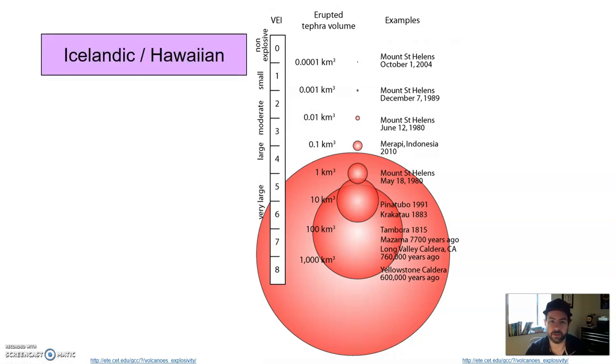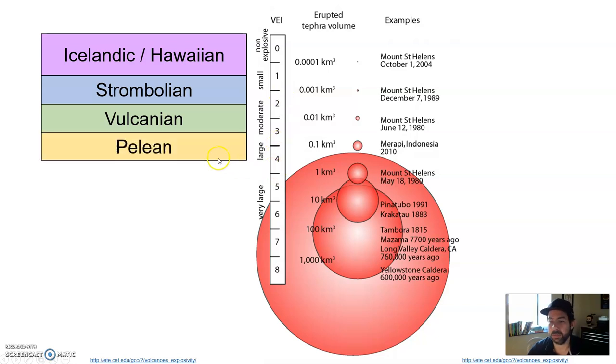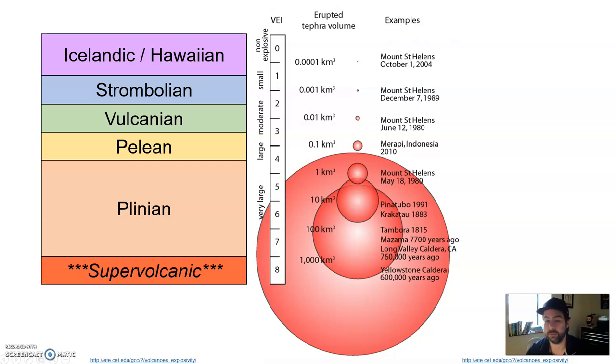So yeah, over here, Icelandic or Hawaiian eruptions would be 0 to 1. Strombolian eruptions 1 to 2. Vulcanian eruptions 2 to 3. Pelean eruptions 3 to 4. Plinian eruptions can range from 4 almost to 8, and then once you get into this realm, you're dealing with supervolcanoes.